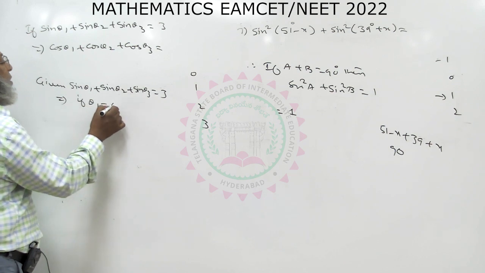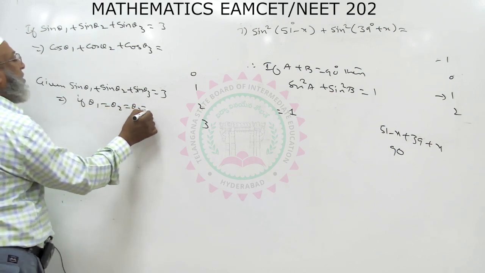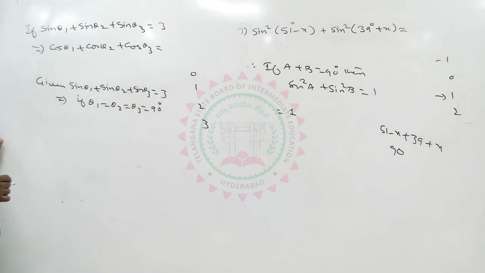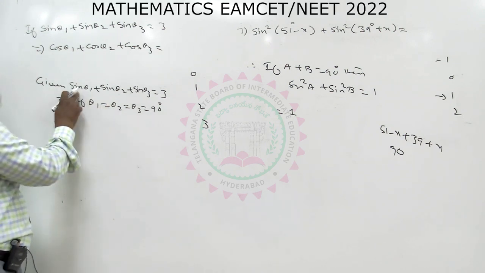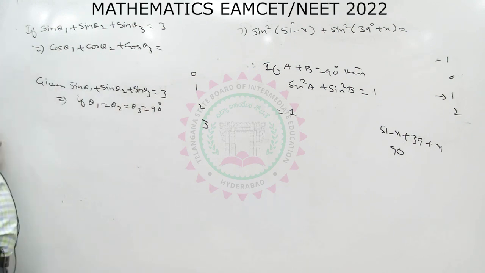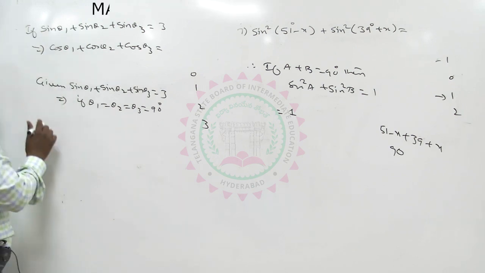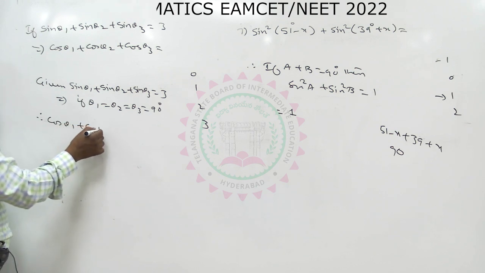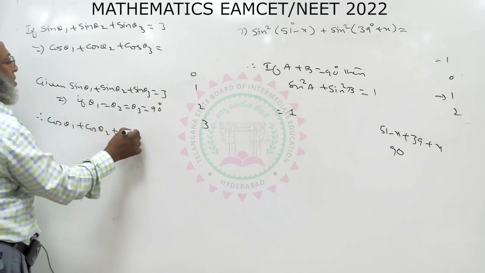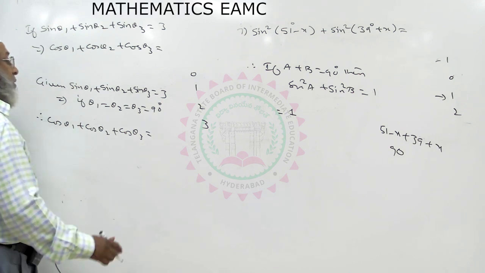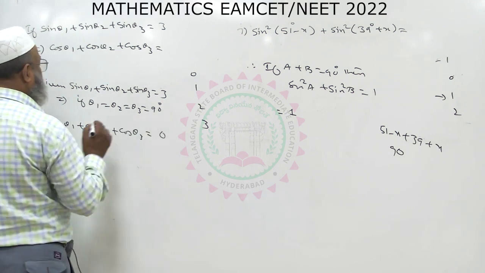If theta 1 is equal to theta 2 is equal to theta 3 is equal to 90 degree, then it will be satisfied, because sin 90 is 1, sin 90 is 1, 1 plus 1 plus 1 is 3. It means that theta 90 satisfies the given equation. Therefore, I am substituting the same value here. Cos theta 1 plus cos theta 2 plus cos theta 3, cos 90 is equal to 0. Therefore, the answer is 0.